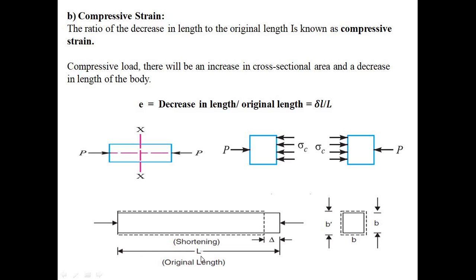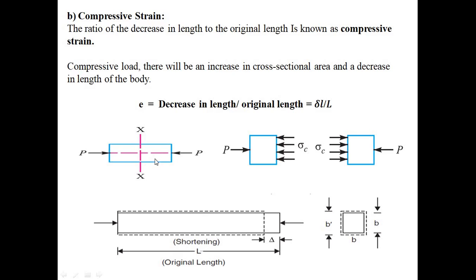Original length is L. Suppose, for example, it is 10 centimeters. Due to this force there is some decrease, say 4 mm. So the change in length will be 6 centimeters. Sorry, 6 centimeters. So this is the change in dimension.